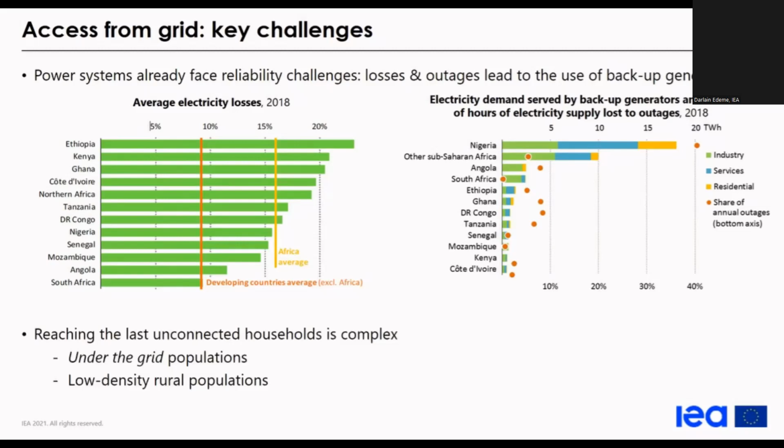Then there are other challenges for providing electricity access to all using the grid. For example, some populations are under the grid, so close to grid transmission lines, but not connected. And then, in the least populated areas and the least dense rural settlements, there are difficulties extending the grid to those places.